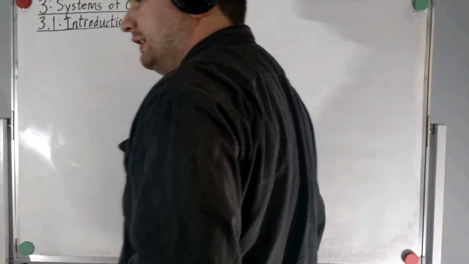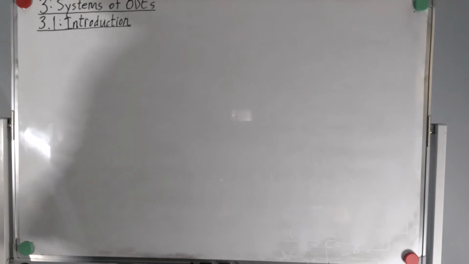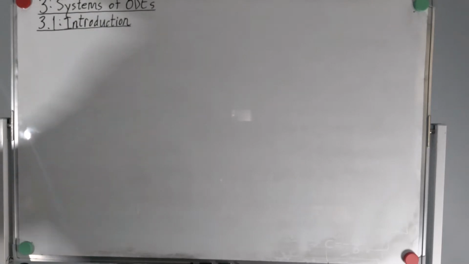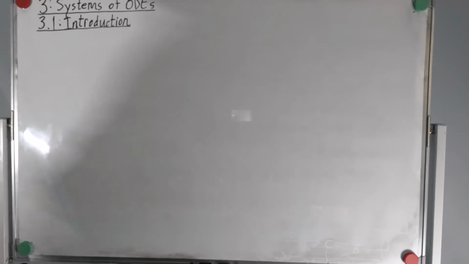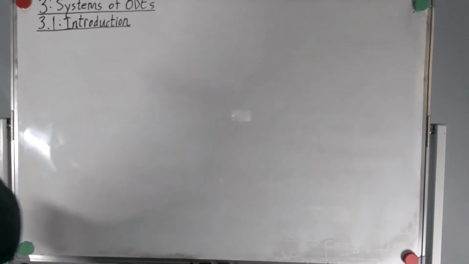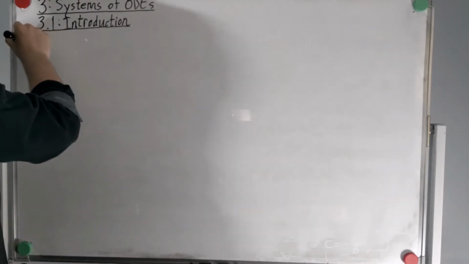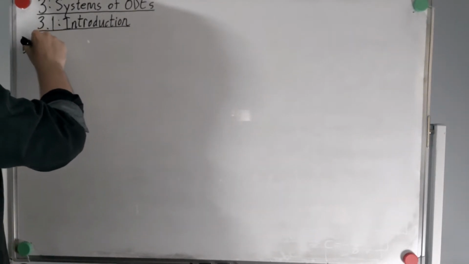So a system of ODEs is exactly what it sounds like. It's a system of equations which happen to be ODEs, for which we seek functions that satisfy all of them simultaneously. The order of the system is the highest order of all the ODEs involved. So first of all, let's write down a few definitions.